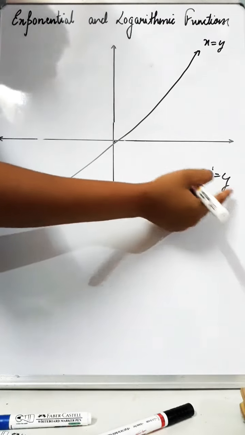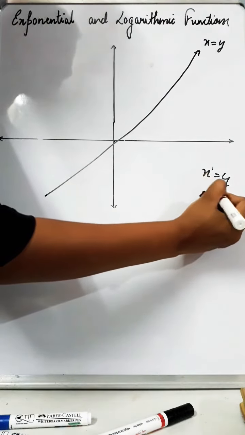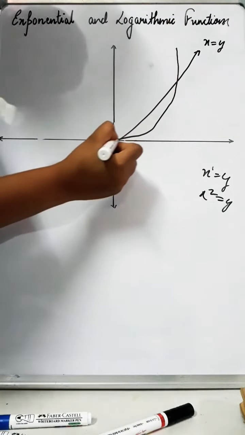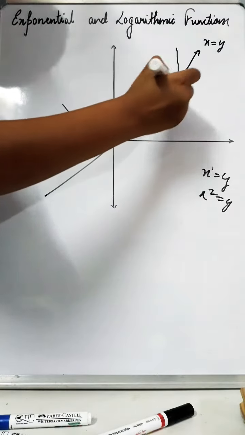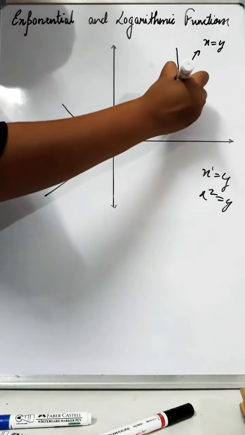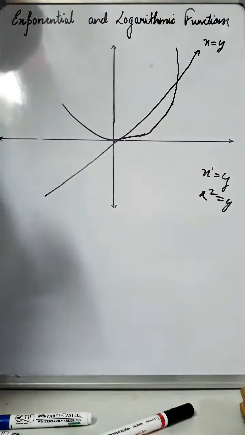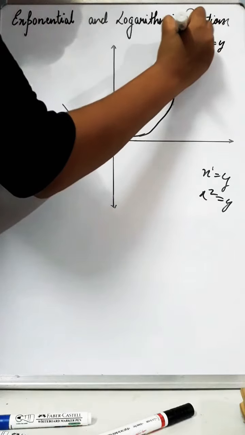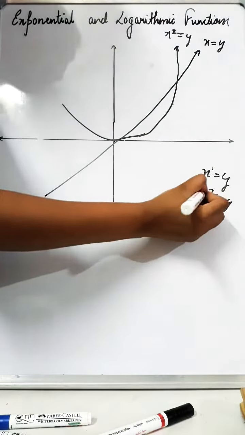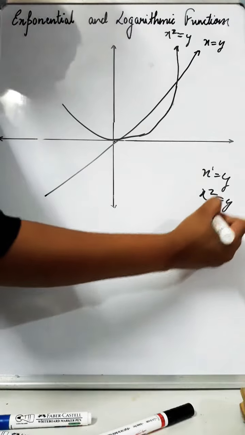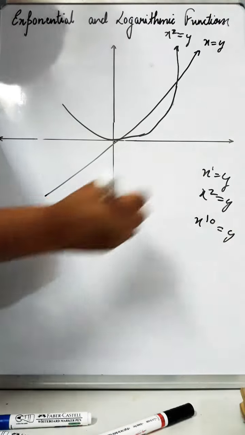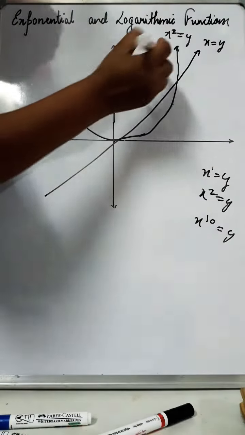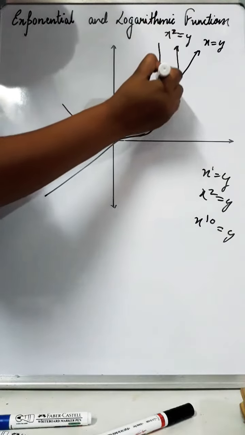This is x to the power 1 is equal to y. Now what happens when we do x square is equal to y? We get a graph like this, right? Alright, so the second line is your graph of x square is equal to y. Now if we further increase the exponent, suppose x to the power 10 is equal to y. So again you will find a graph that is leaning towards the y-axis. Now x to the power 10 will go like this.